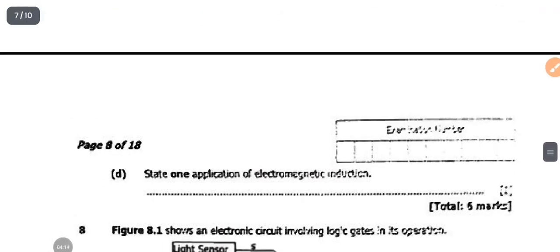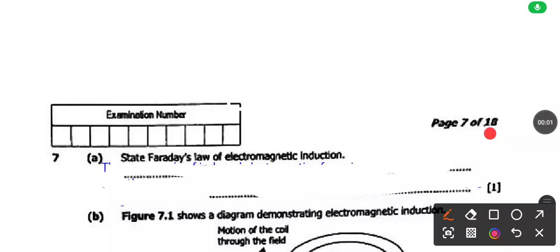Oh, there's no question 7. Let me check. In 7a, state Faraday's law of electromagnetic induction. Well, Faraday's law of electromagnetic induction tells us that the magnitude of induced electromotive force in a conductor is directly proportional to the rate at which the conductor cuts across the magnetic field lines of force. So that's what I wrote in my answer.